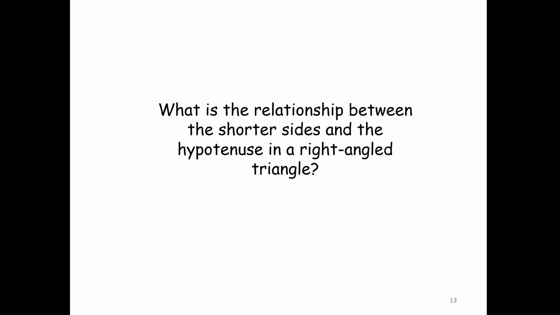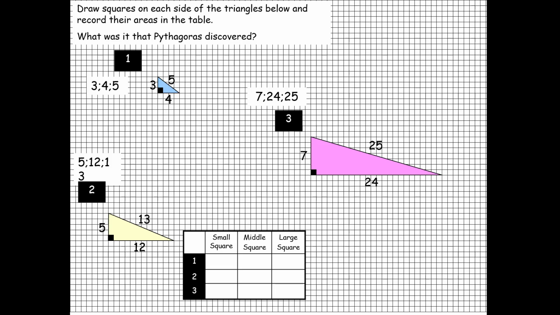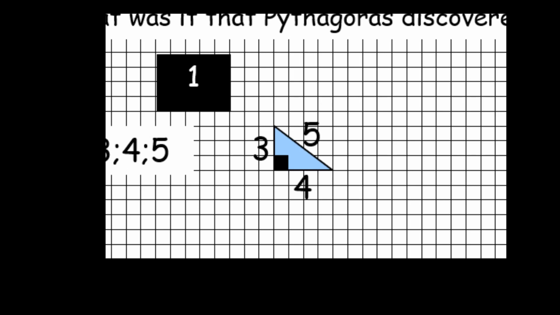What is the relationship between the shorter sides and the hypotenuse in a right-angled triangle? We draw squares on each side of the triangles below and record the areas in the table. In triangle 1, the short sides are 3 units and 4 units, and the hypotenuse is 5 units. If we draw a square on the short side of 3 units, we form 9 squares.